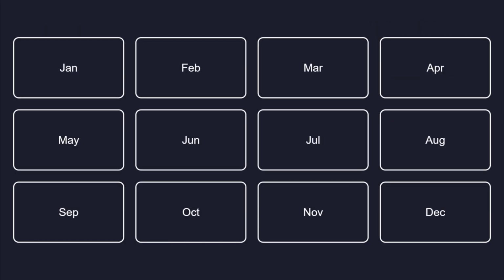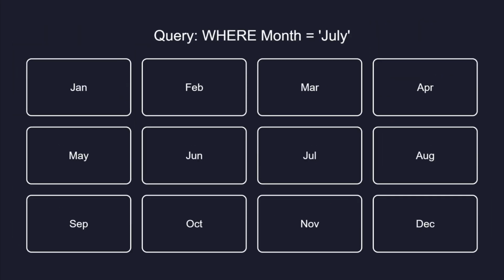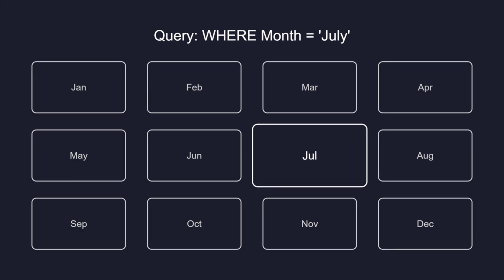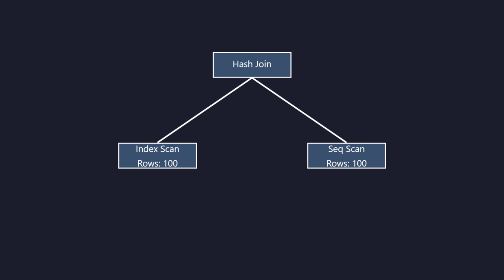Partitioning divides a large table into smaller, manageable pieces based on a key, like date. The optimizer uses partition pruning to ignore entire sections of the table that do not contain data relevant to the query filters. Use the explain analyze command to view the actual execution plan, rather than the estimated one.